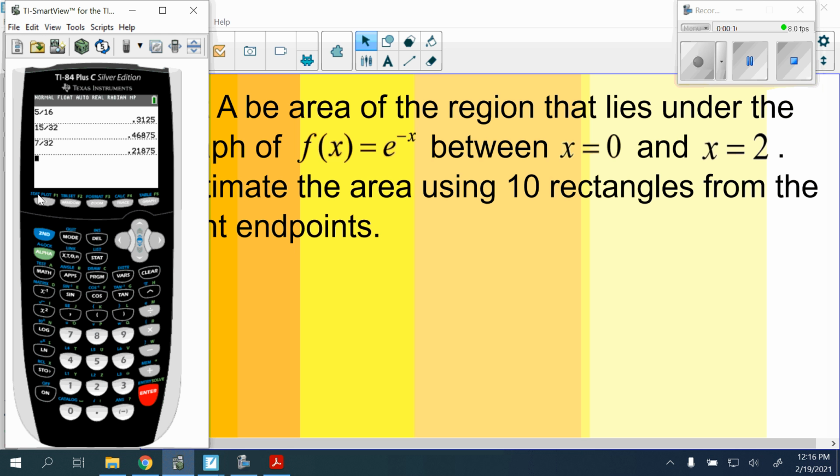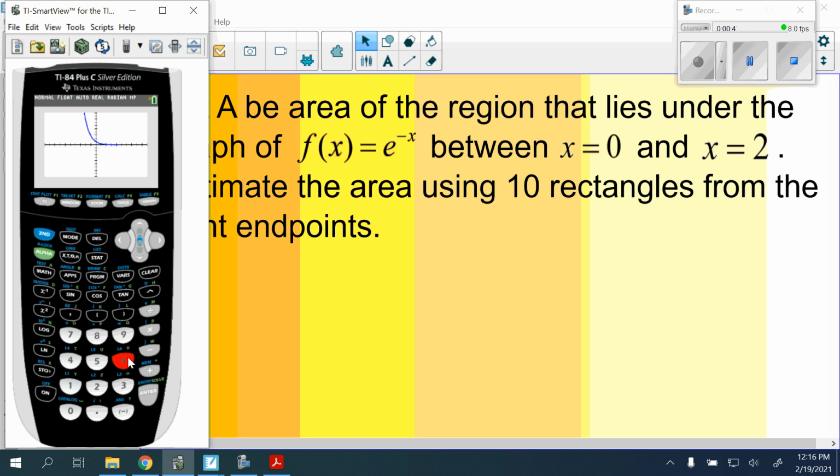So if we graph it out, we go to our graph here, and we want to see what this one looks like. So if we put in our equation here, e to the negative x, and we graph it, and I'm going to graph this one on the standard graph, number 6. Here's a visual of what this one looks like.